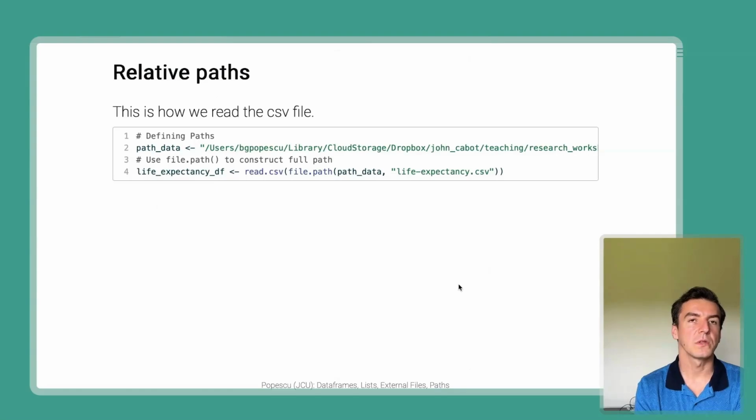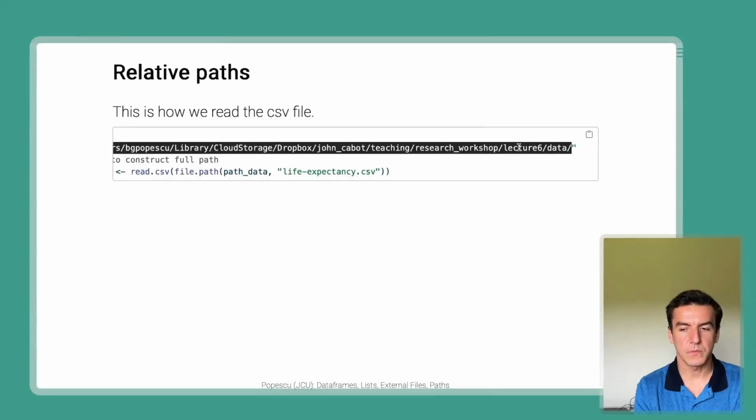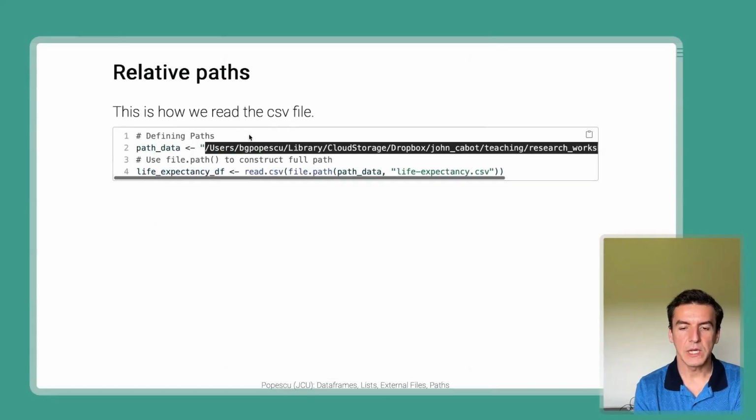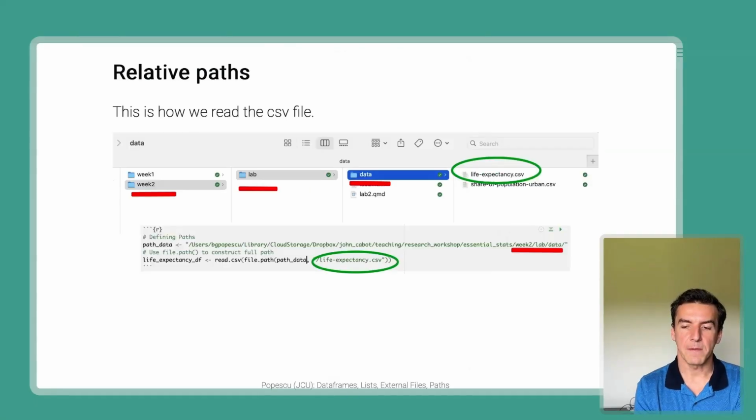So this is called a relative path. Once again, we have this path all the way to data, so not entirely. We assign this to an object called file path, which we have here. And then the CSV file comes all the way at the end. Okay, so once again, this is week 2 lab data, and then the CSV file comes second.